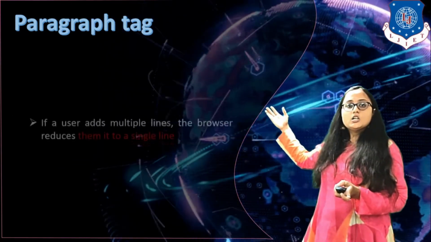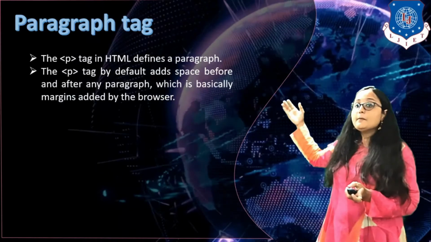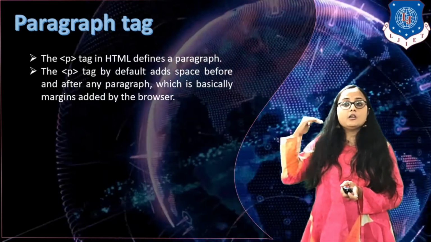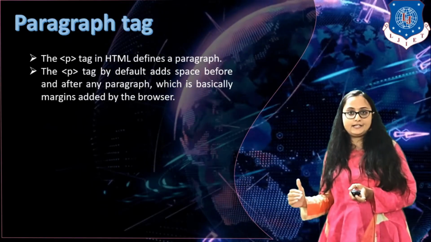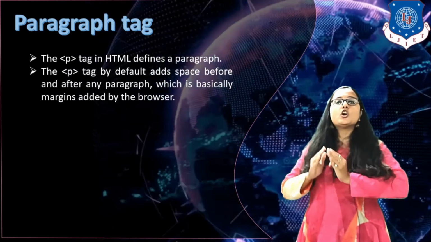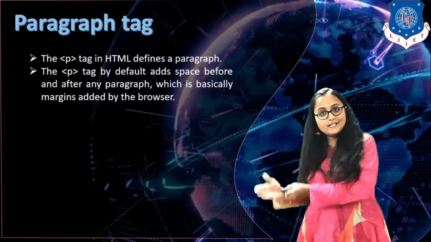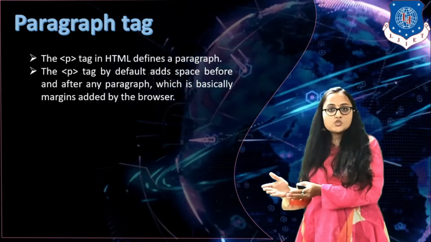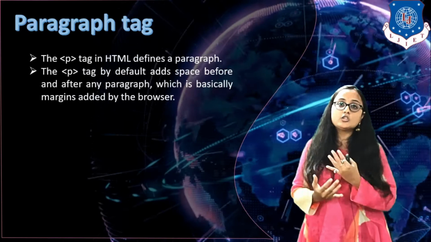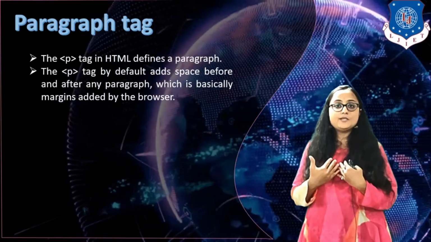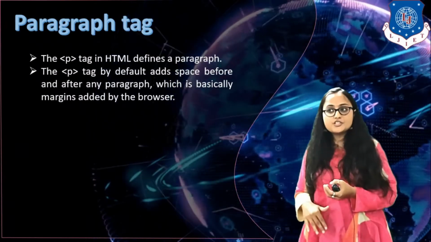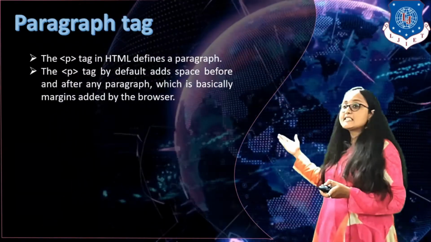So the next thing is basically that the P tag by default adds a space before and after any paragraph. Why is it so? Because it is the default margin that is added by the browser. Whenever the browser encounters your paragraph tag, it will add space before this paragraph and after this paragraph. So this is a default behavior of the paragraph.